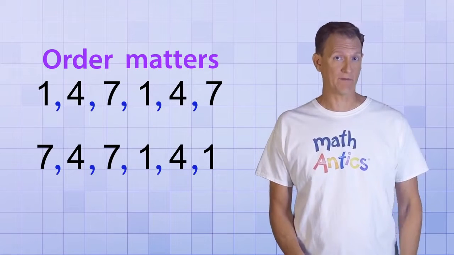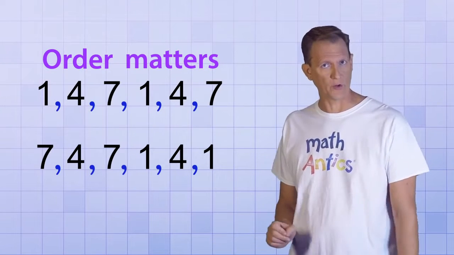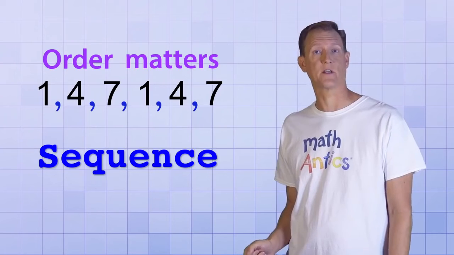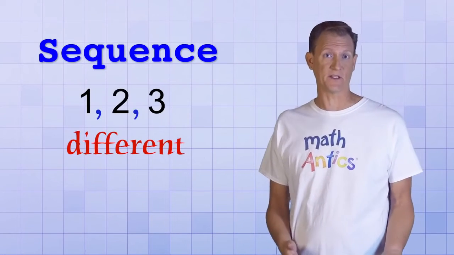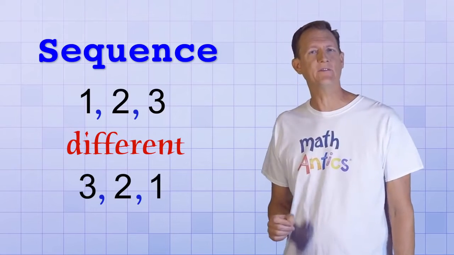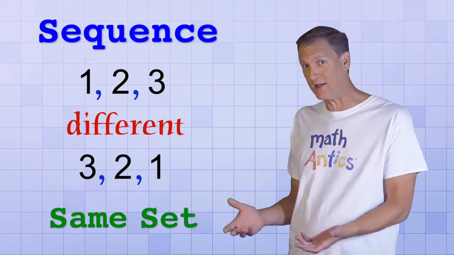In math, when you have a set of numbers or elements where the order matters, it's called a sequence. For example, the sequence 1, 2, 3 is different than the sequence 3, 2, 1, even though they each contain the same set of numbers.